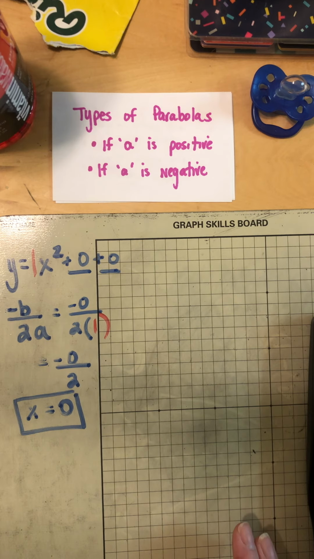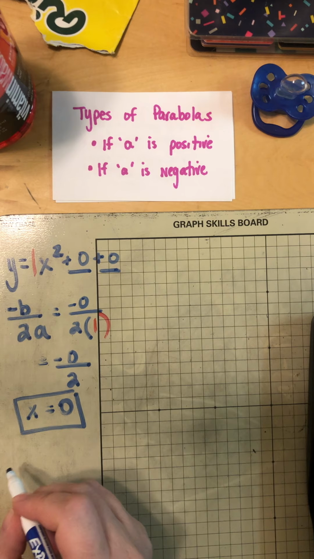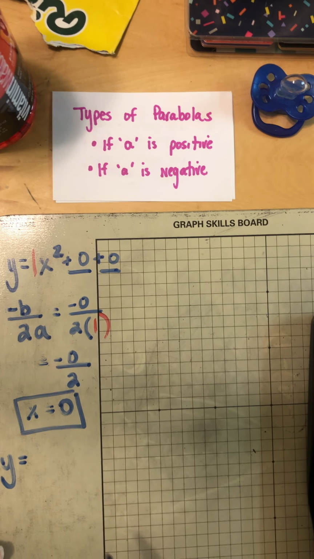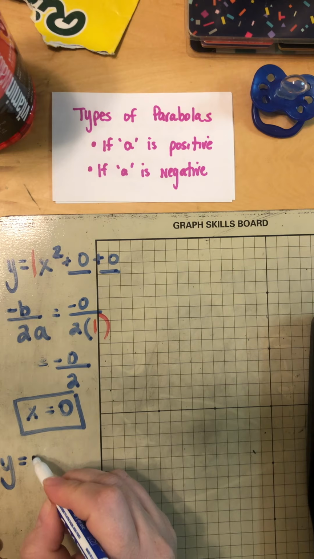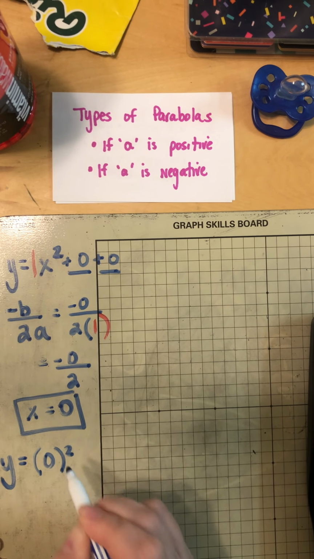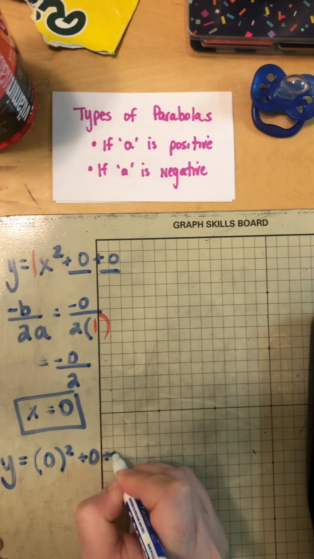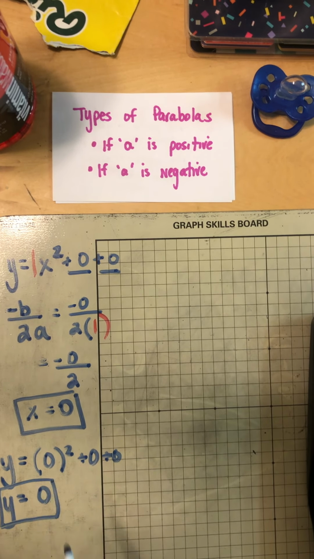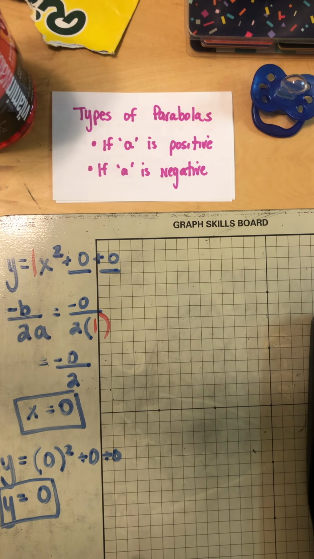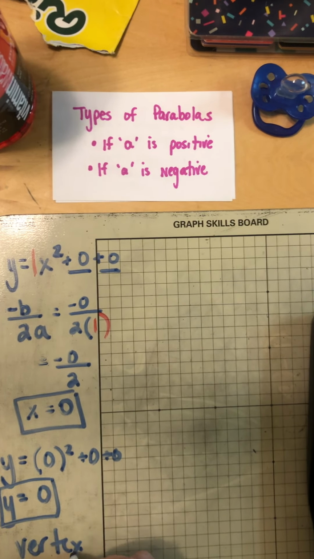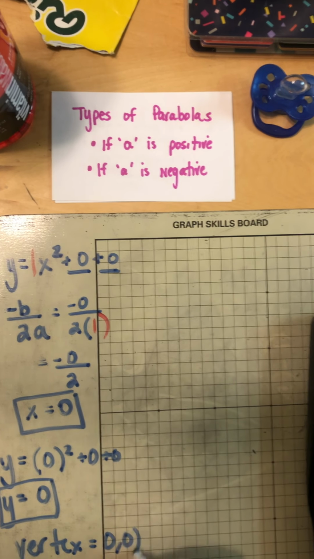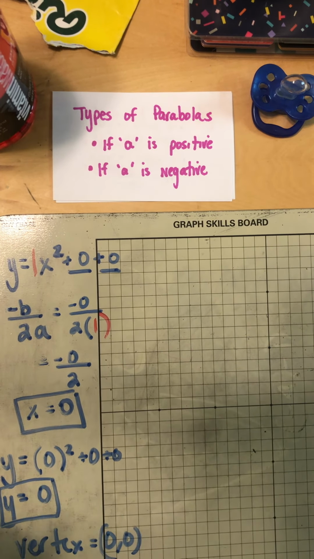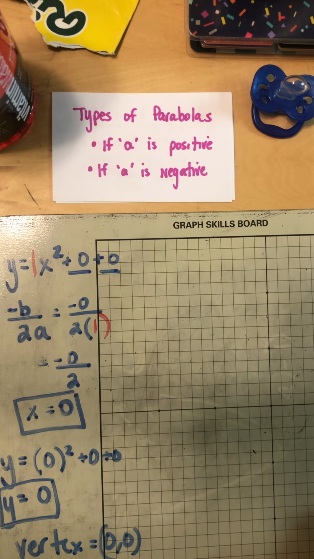Now it says you're going to plug it in, and you're going to find what your y is. So y equals 0 squared plus 0 plus 0, so y is going to equal 0. Then your vertex is going to be 0, 0. Perfect.